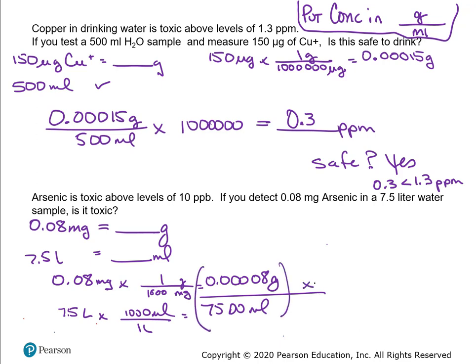So now I have grams divided by milliliters. Once you get your answer, multiply it times 1 billion. A 1 with 9 zeros after it. So 0.00008 divided by 7500 times 1, 2, 3, 4, 5, 6, 7, 8, 9. What'd you get? Yep, 10.66666 repeating.